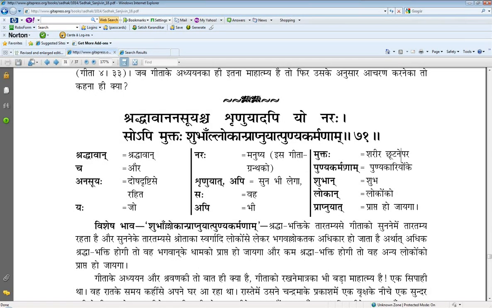In fact, this is how they study the Vedas: first they do the Mula Parayanam, then they do the Pada Parayanam, pada by pada. And then they do what they call the Pada Patha. Then they do the Krama Patha, and the Ghana Patha last. So in the Pada Patha, like we say: Shraddhavan, cha, ana, su, yaha, yaha, naraha, shrunuyad, api, saha, api, muktaha, punya karmanam, shubhan, lokan, prapnuyat.